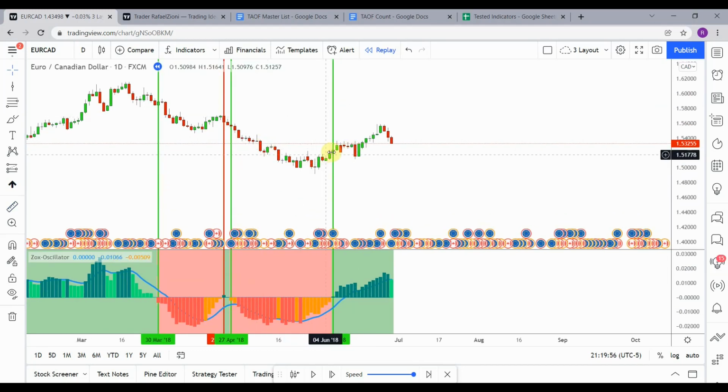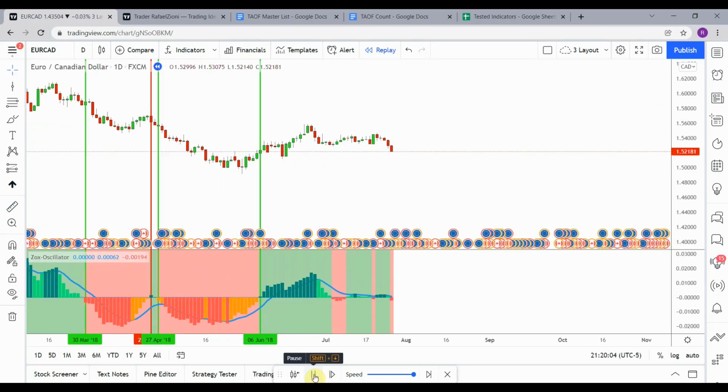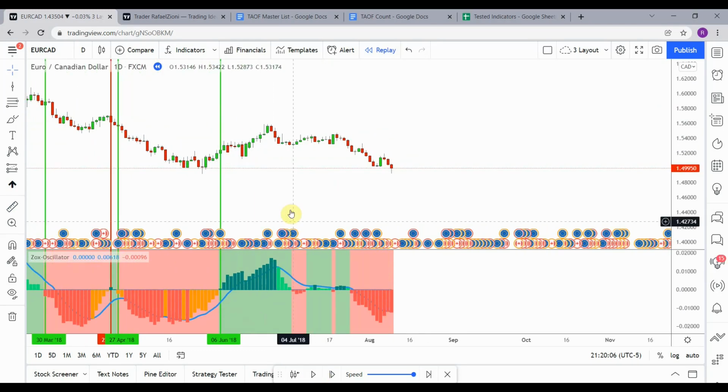And then over here on this side, we pick up a long signal. You can see that we get a little bit of a pullback, but price action pushes up, getting us to take profit. Let's go ahead and continue on.